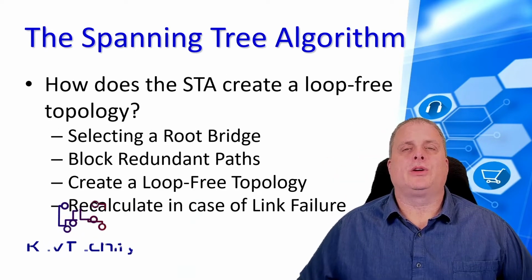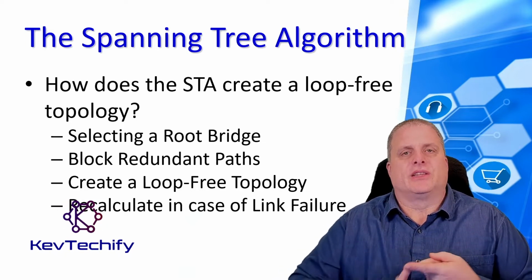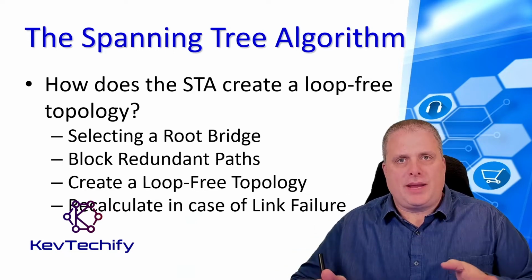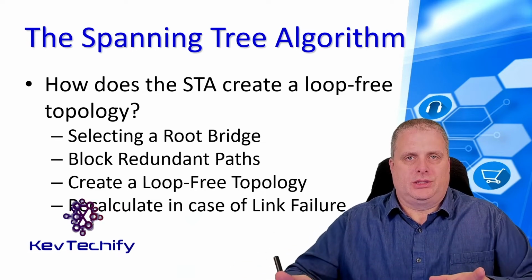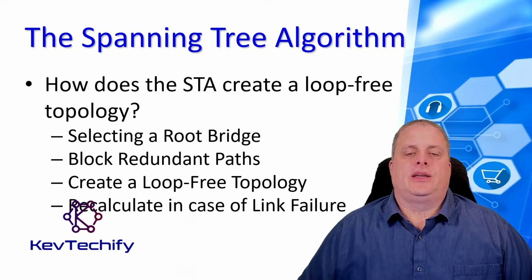The spanning tree algorithm creates a loop-free topology in 4 steps. The first step is it selects a root bridge. The second step is it blocks those redundant paths. The third step is it creates a loop-free topology. And then the fourth one, it does a recalculation in case there is a link failure.